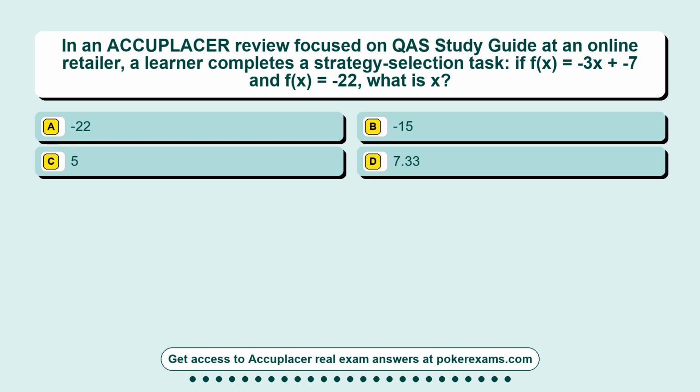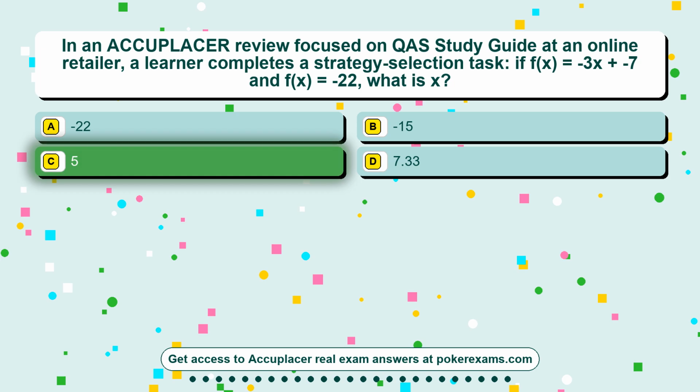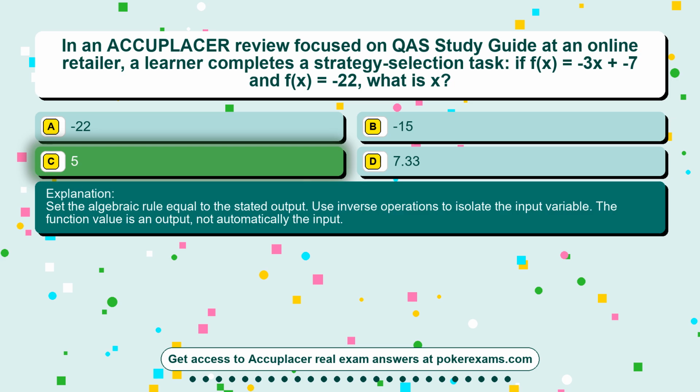Option C 5, option D 7.33. The correct answer is option C, 5. Set the algebraic rule equal to the stated output. Use inverse operations to isolate the input variable. The function value is an output, not automatically the input.